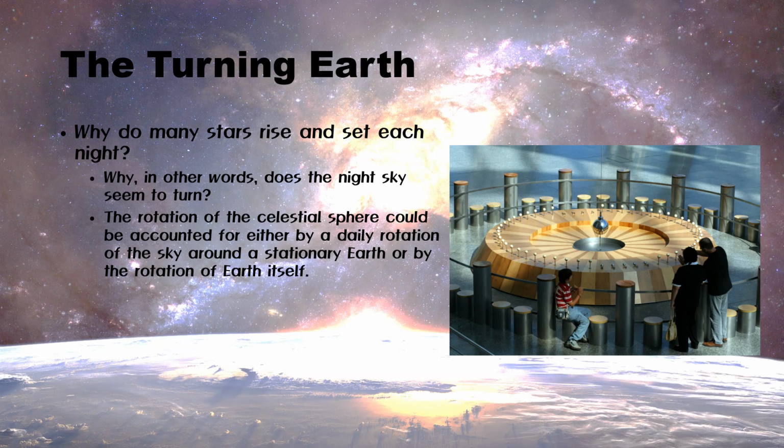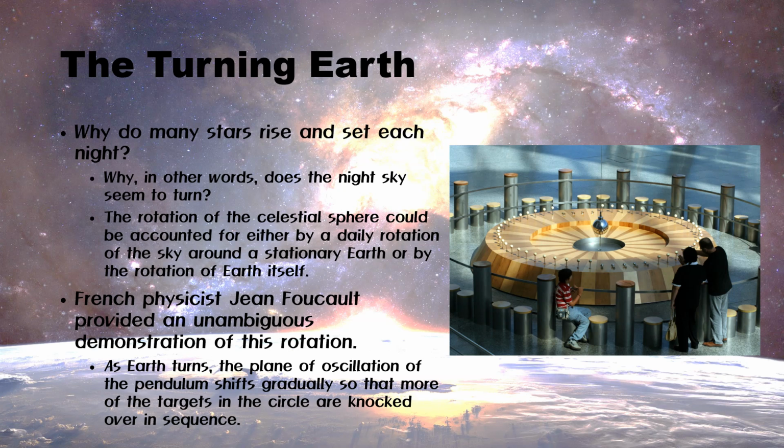Now, of course, we know that it is the rotation of the Earth, but this has also been proven by French physicist Jean Foucault, who provided an unambiguous demonstration of this. What he found is that as the Earth turns, the plane of oscillation of the pendulum, as we can see here in this demonstration picture, shifts gradually so that more of the targets, which in this case are these little wooden pegs along the edge of the table, are knocked over in sequence as this moves through the course of the day as the Earth rotates.